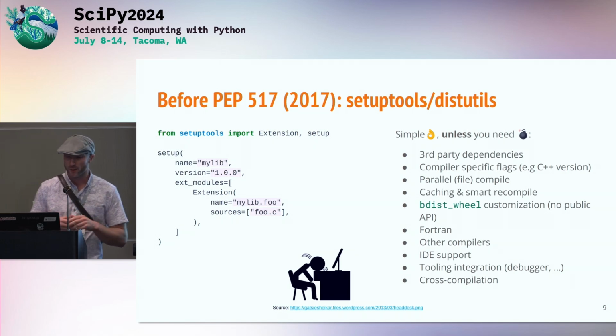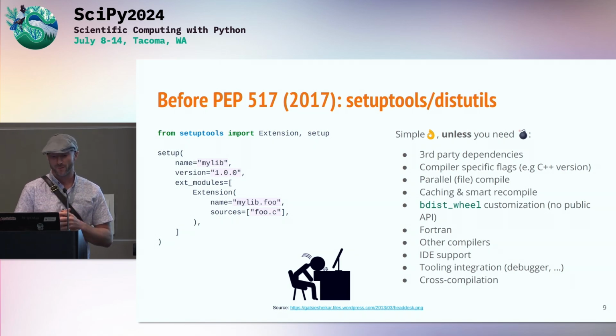Now let's do a little retrospective of before PEP 517. Everything was simple at that time. You had your setup.py, and you could build a C extension. It looked simple, but in fact we needed more. We needed third-party dependencies, compiler-specific flags, parallel compile, customization of the wheel building process, Fortran, other compilers, IDE support, and whatnot. That was lacking. By integrating CMake with setuptools, we could bring some of the advantages of CMake to describe our build system, build our project, and address this aspect.